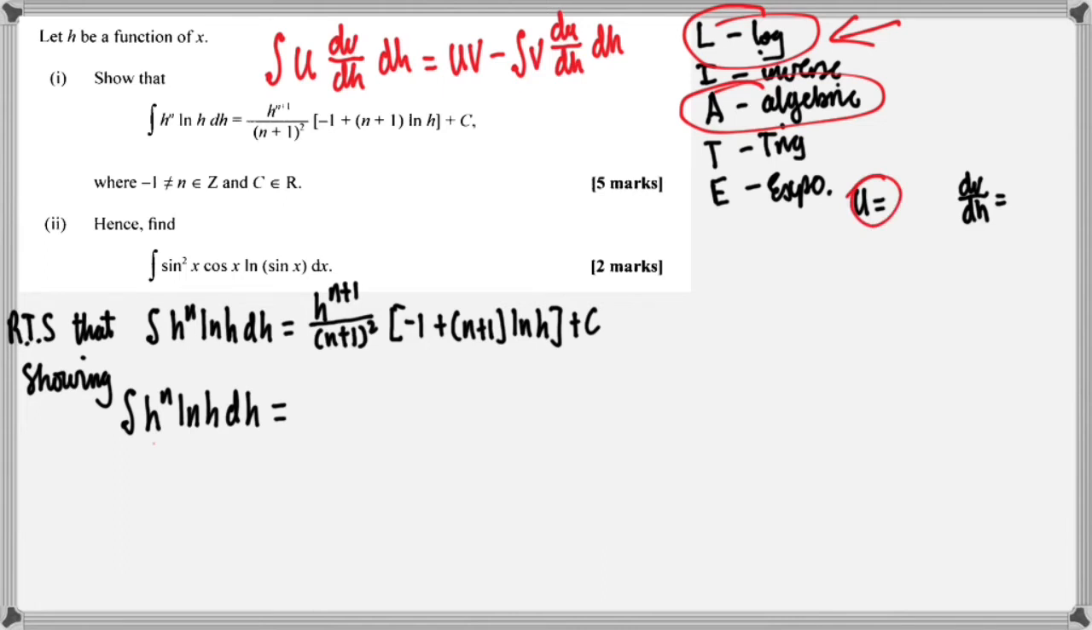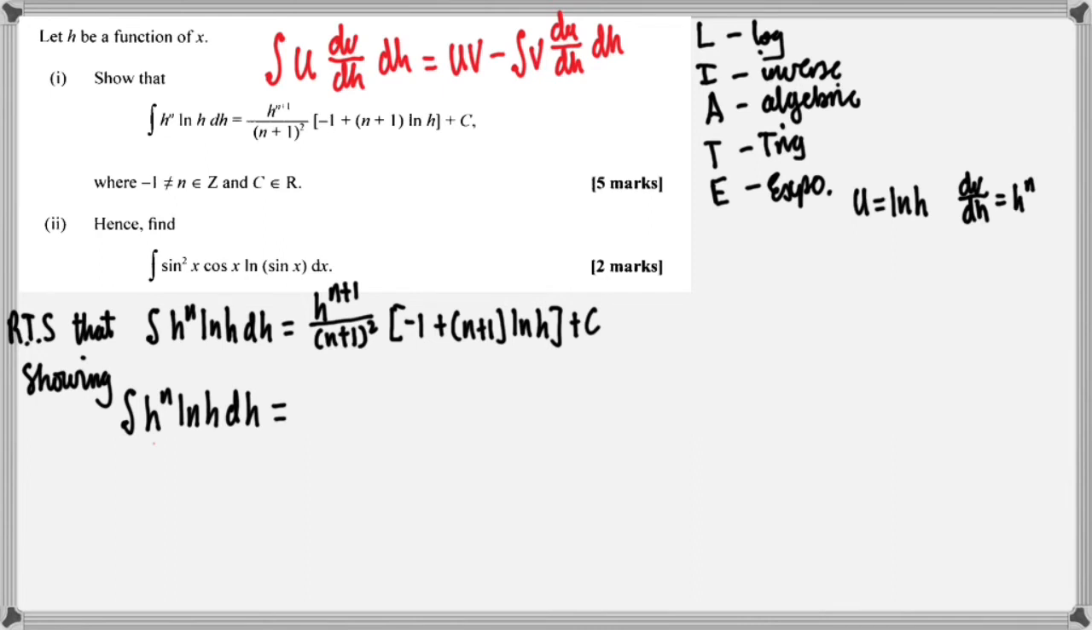So as a result of that, you can see off the bat, we know u will be ln of h, and dv on dh would be h to the power of n. So that's basically that. That is the initial setup. You want to make sure you get this correct. Once you get that right, you're on the right track. So u would be ln of h, dv on dh would be h to the power of n.